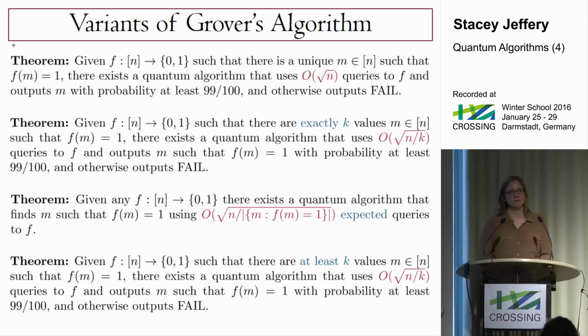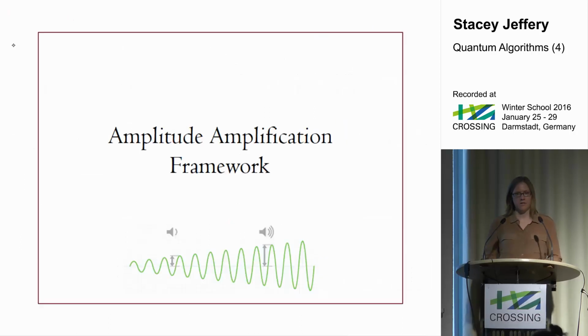Okay, so we ended the last session with Grover's algorithm, which gives us a square root speed up over brute force search. Now I'm going to talk about a generalization of this idea called amplitude amplification.